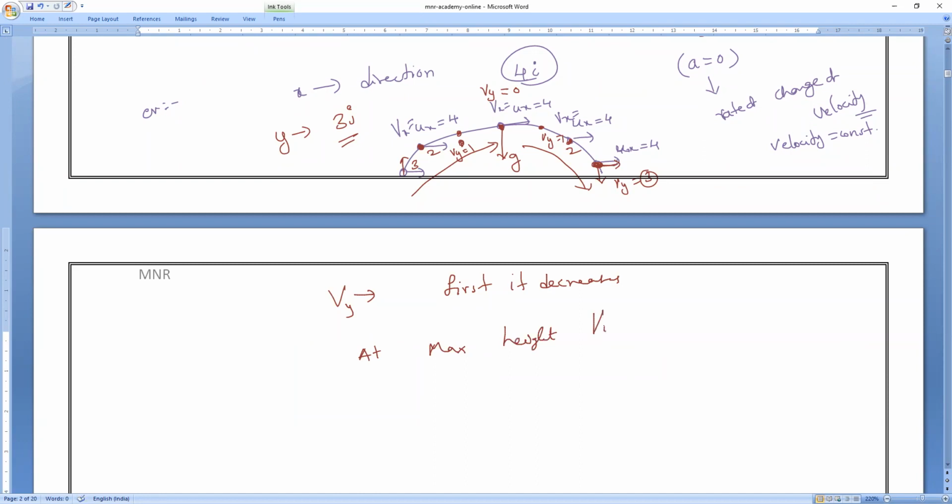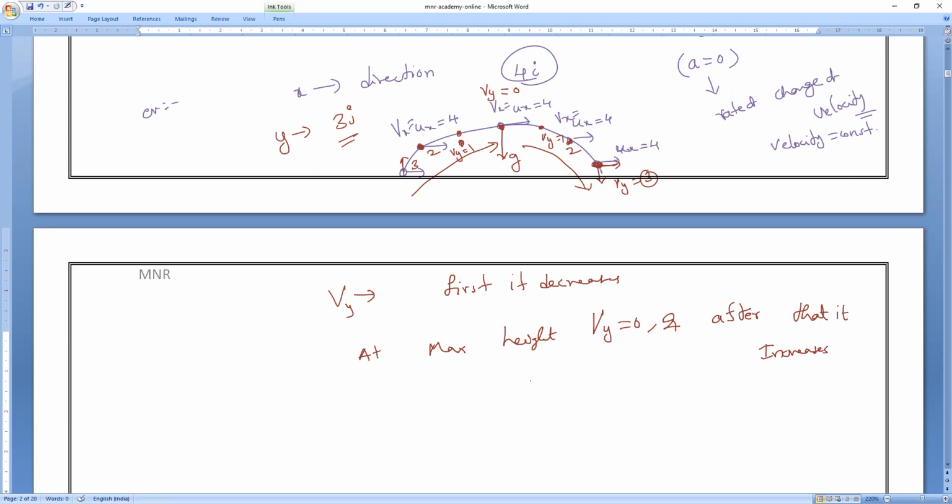At maximum height, Vy will become 0. And then after that, what will happen? After the maximum, when it is coming down again, does Vy increase or decrease? Everybody, increases. Okay. So that is what you have to remember.